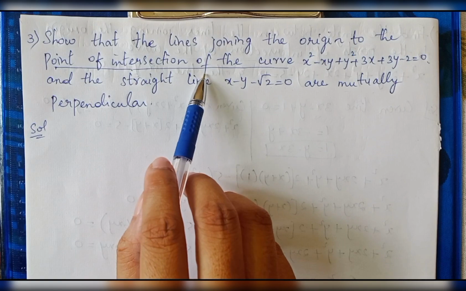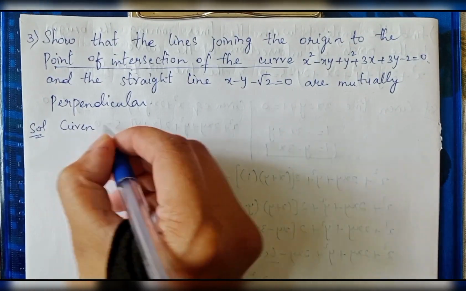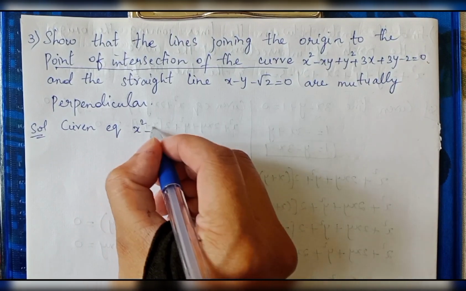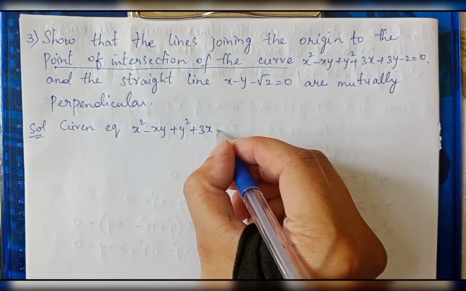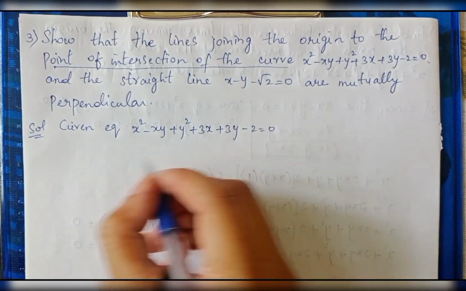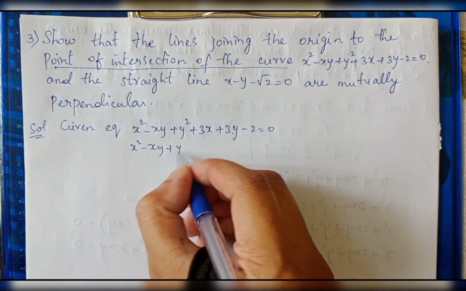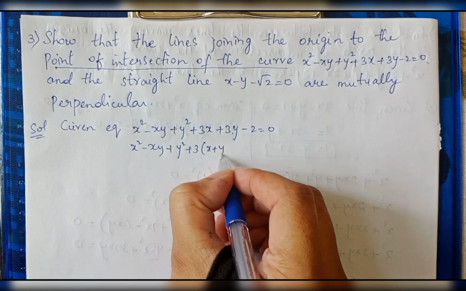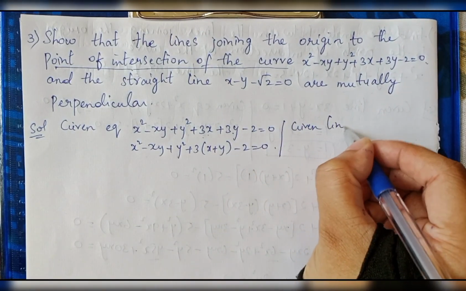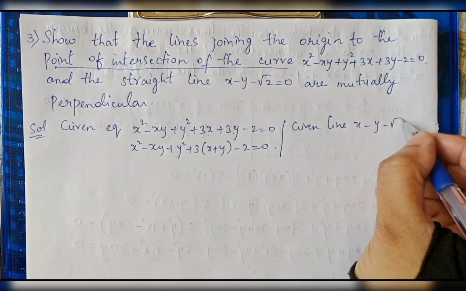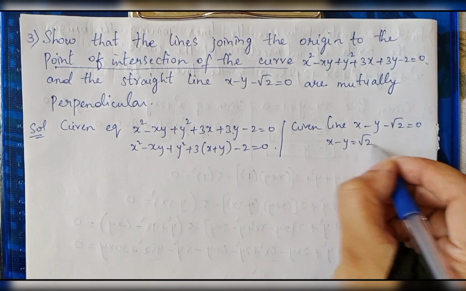For the points of intersection of the curve, it is a homogenizing question. The given equation is x square minus xy plus y square plus 3x plus 3y minus 2 equals 0. Taking 3 common from the x and y terms, it is x square minus xy plus y square plus 3 into x plus y minus 2 equals 0. And the given line is x minus y minus root 2 equals 0. Sending root 2 to the other side, it is x minus y equals root 2.